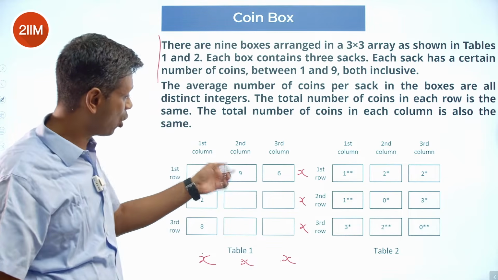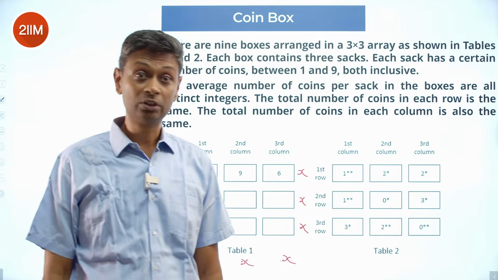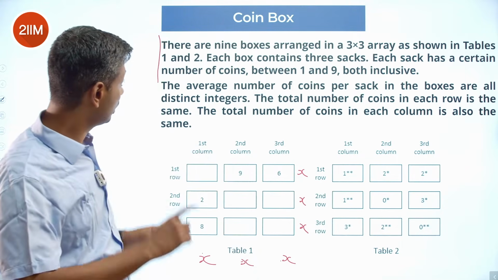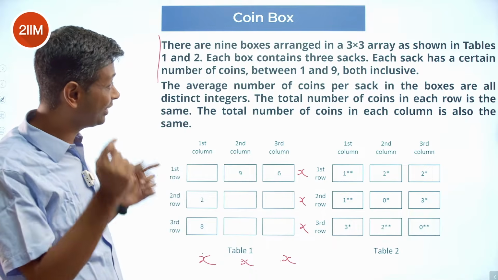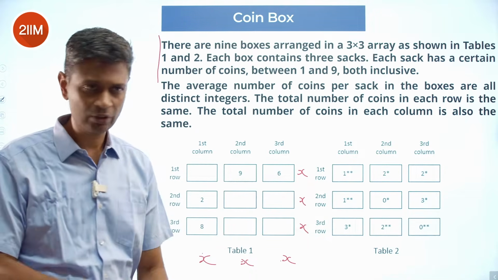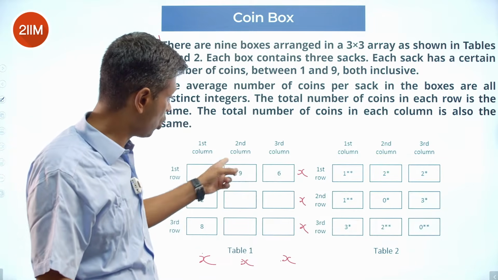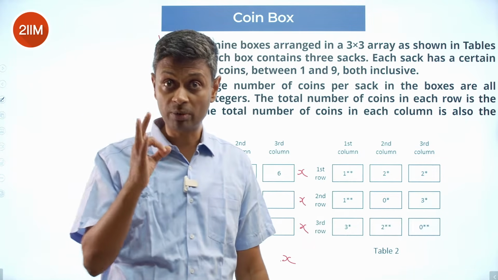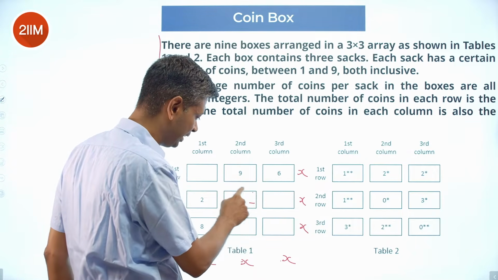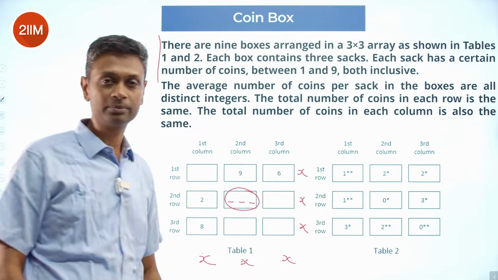Average in each box is an integer. So average is the sum of what is there in the 3 sacks divided by 3. So there are 9 boxes. Each box contains 3 sacks. Each sack has a certain number of coins. And so the number of coins in a box is an integer. Average number of coins in the 3 boxes is an integer. Or if you put 3 numbers here, adding these 3 up will be a multiple of 3.